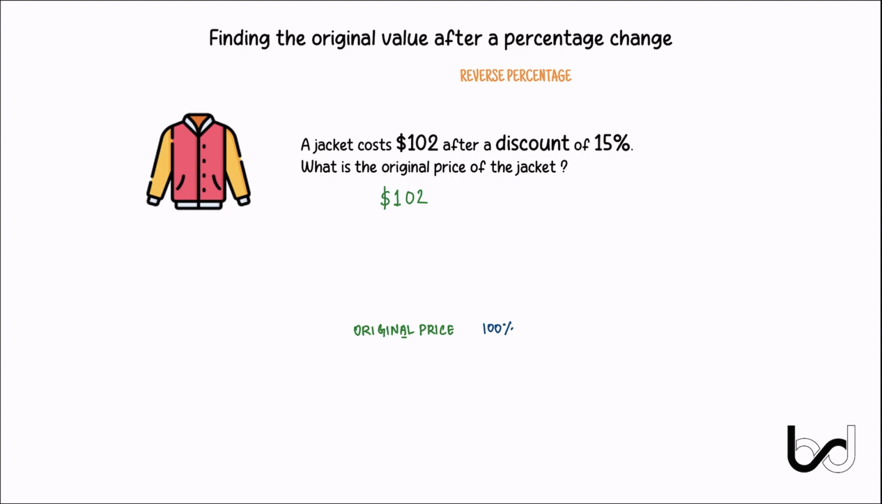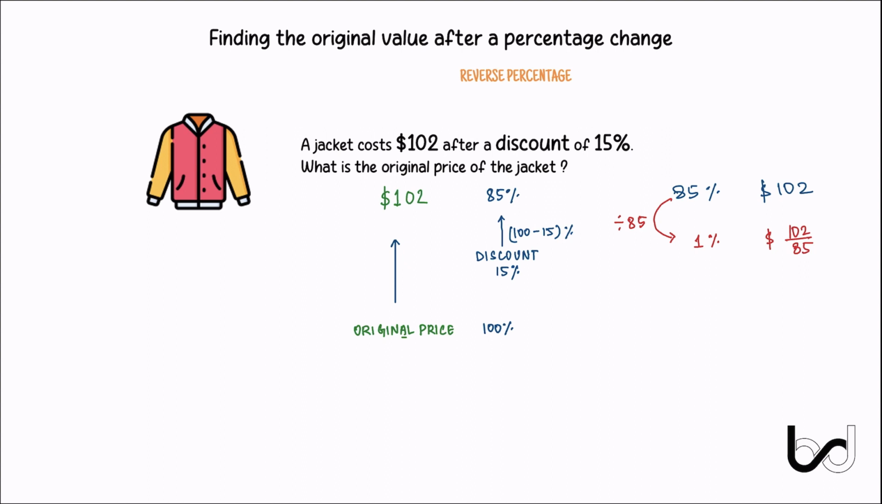So we consider the original price equivalent to 100%. There was a discount of 15%. So from 100%, if I subtract 15%, what I get is 85%. Now what I know is 85% is equivalent to 102.